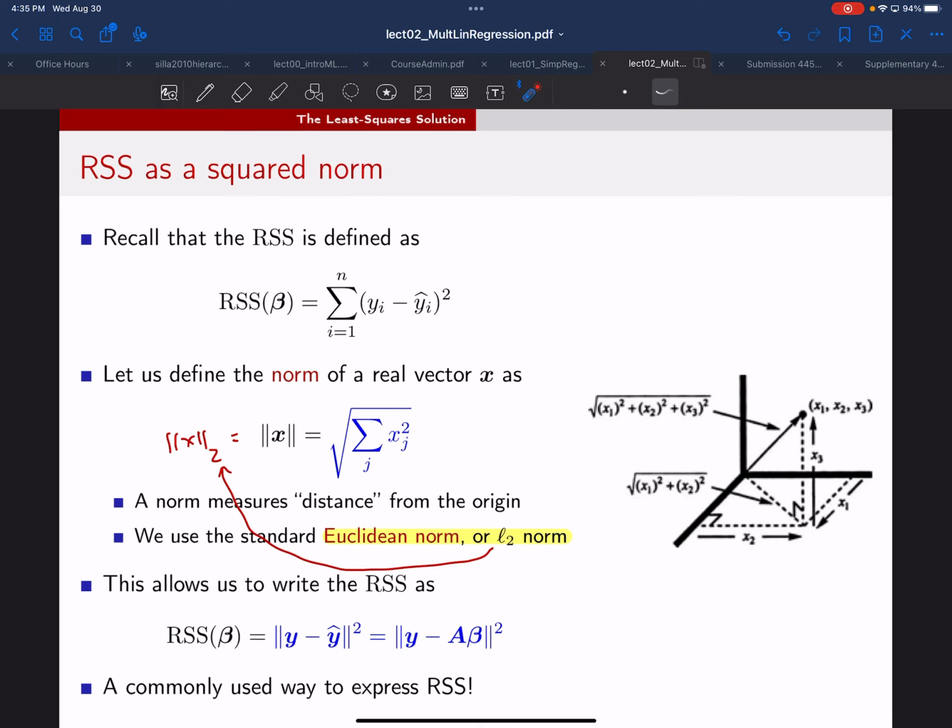And in fact, for y hat, we can expand that. We derived on the previous page, I think, that it was the A matrix times the beta vector. So now it's maybe more clear. RSS is directly written as a function of the parameters beta that we want to design. Okay, so this is a very common way to express RSS, something we'll see a lot throughout the term. Okay, any questions? Anything here? Okay, great.